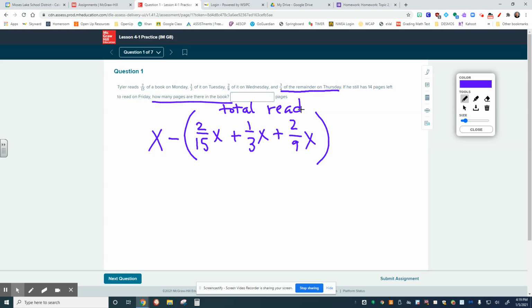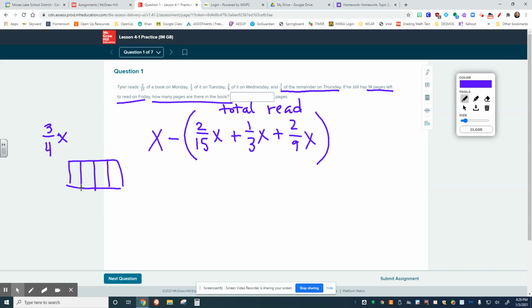But the problem is we still don't have anything equal. And that's where this comes in to Thursday. On Thursday, he has 3/4 of the book remaining. But we know on Friday, he still had 14 pages left. What we can decide with this is that on Thursday, that 3/4 of the book is what he has left. But we can't think of it as 3/4 of X. We have to think about it like this, as the book.